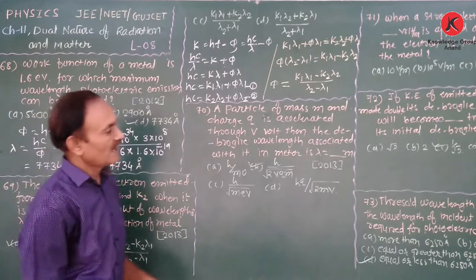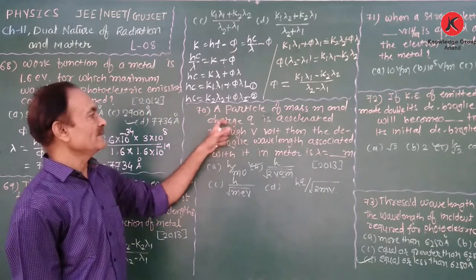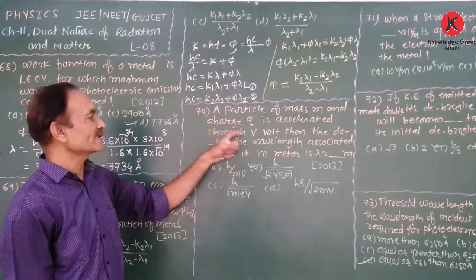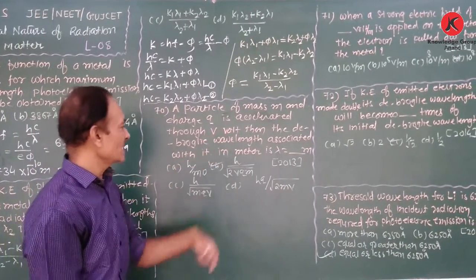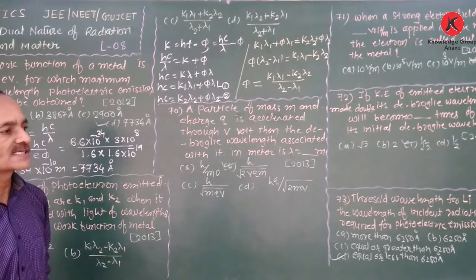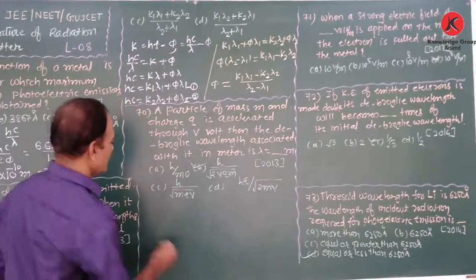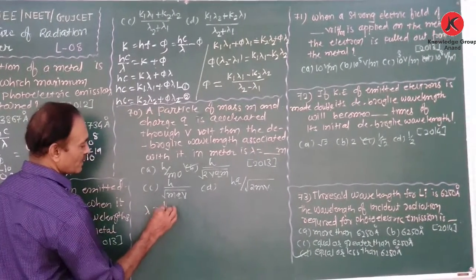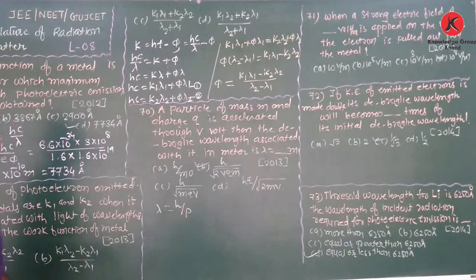Now next, asked in 2013. A particle of mass m and charge q is accelerated through a voltage. Then the de Broglie wavelength associated with it, in meters, is how much? For that purpose, we know that the de Broglie wavelength lambda is equal to h upon p. P is the momentum.